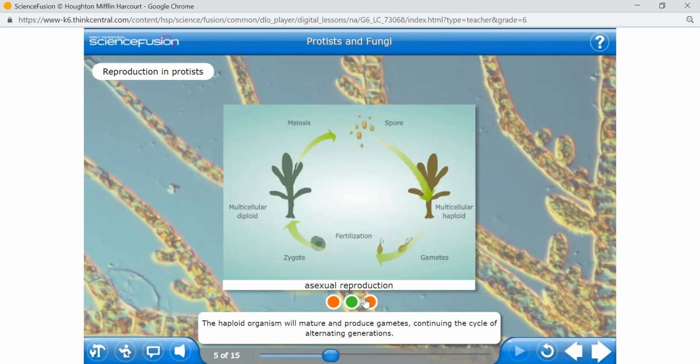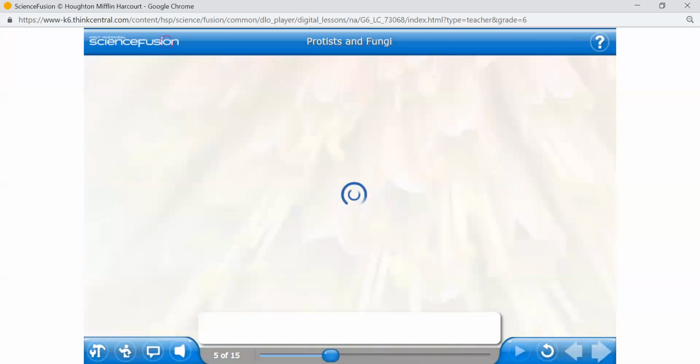So at one time it will go through sexual reproduction, and at the other time it will go through asexual reproduction. That's why they're saying alternating generation, okay? So at the time of sexual reproduction, it is diploid. At the time of asexual reproduction, it is haploid.